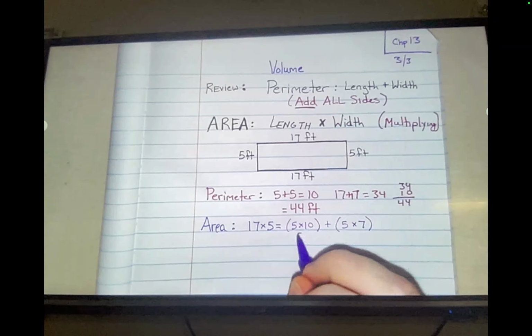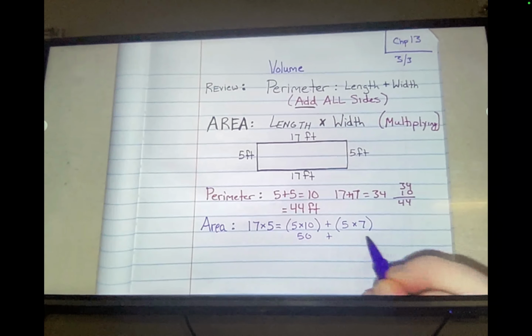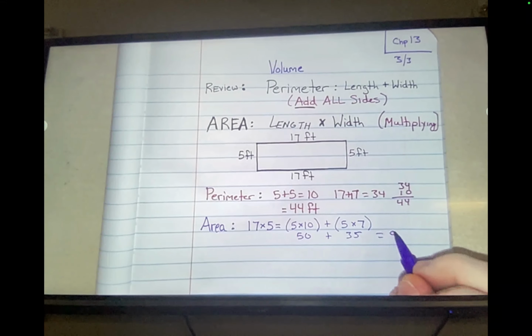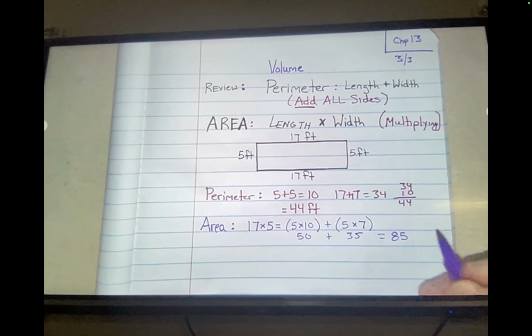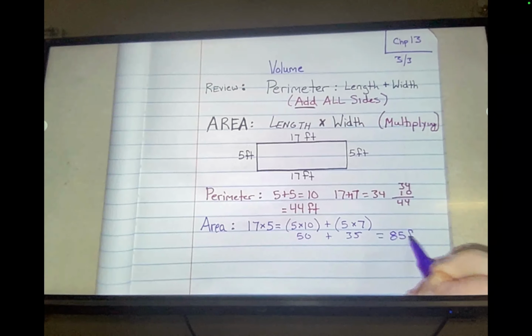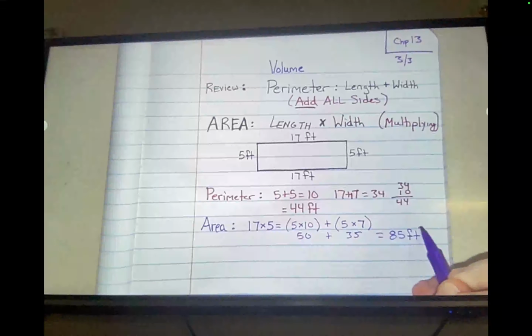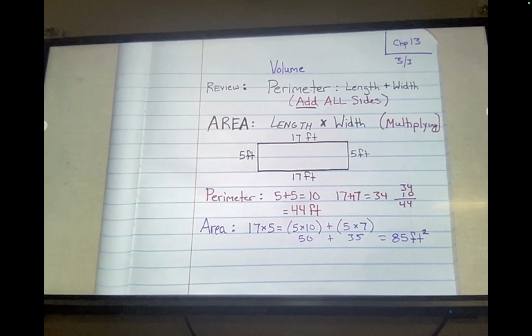So 5 times 10 is 50. 5 times 7 is 35. So 50 plus 35 is 85. And so this one is 85 feet. But because we multiplied, and this is important, this is going to be squared. Okay? 85 feet squared.